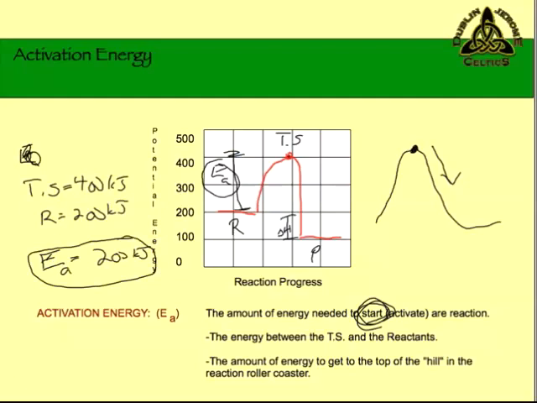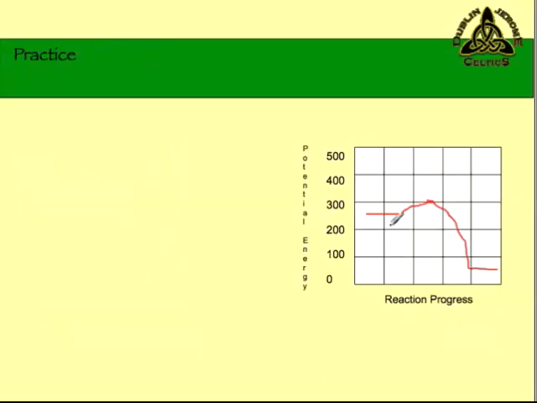All right, let's look at some practice. There's two more graphs here. Here's a graph, and I can start labeling it. I've got the reactants, products, and here at the top, the transition state. So I've got these 3 points. What do I know? So we're just reading the graph. The reactants have 250 kilojoules of energy. The products have 50 kilojoules of energy. The transition state has 300 kilojoules of energy. We're just reading those 3 points off the chart.